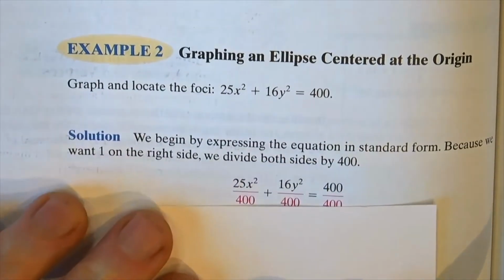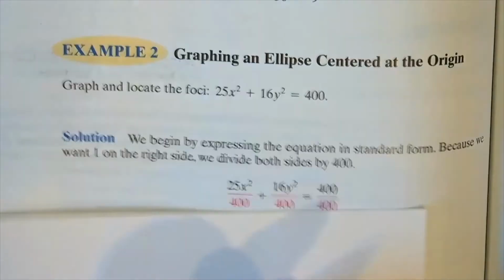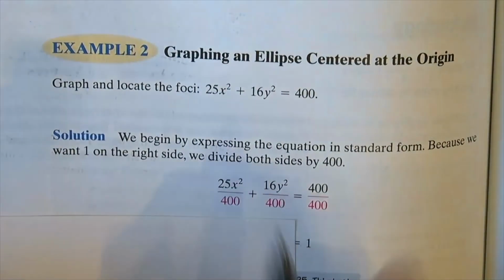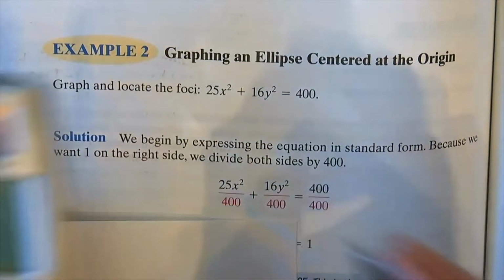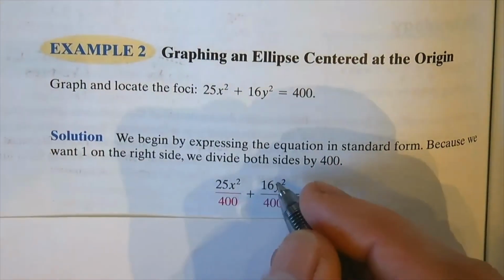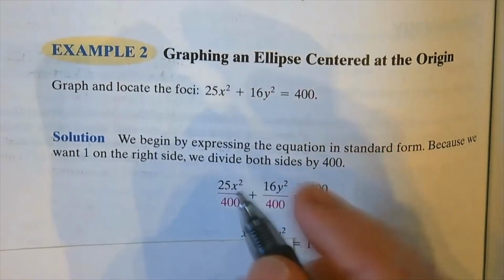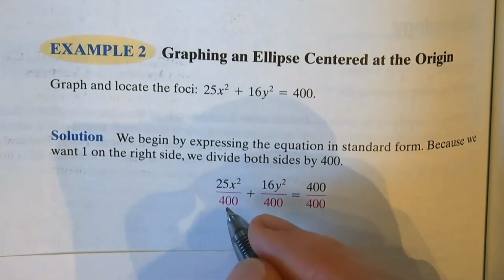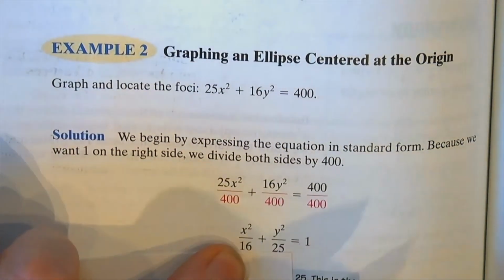400. Divide them both by 400. Don't use a calculator. Well, I could use a calculator. 400 over 400 is 1. What's 16 over 400? Here's a neat trick. You could reduce the fraction. Divide it upside down. Go 400 divided by 16. Upside down, 25. 16 goes in there once. 16 goes in 400 25 times. 25 goes in there once. 25 goes in 400 16 times. Okay. Just divide upside down on the calculator, you'll get these. And now you got it.